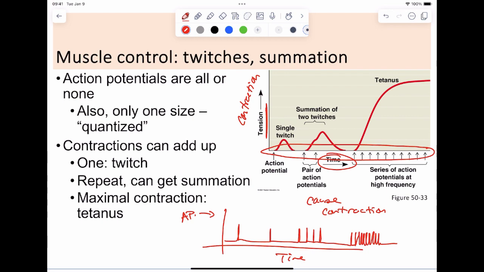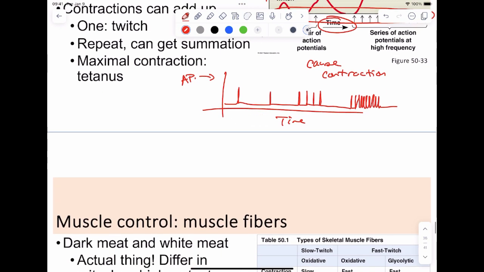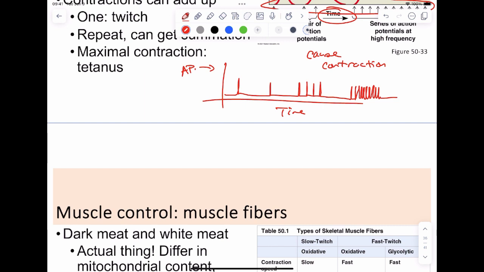But there's something in common with this picture that you can't see. All of them are the exact same size. Action potentials are just action potentials. There's no big ones, there's no small ones. They're just action potentials.